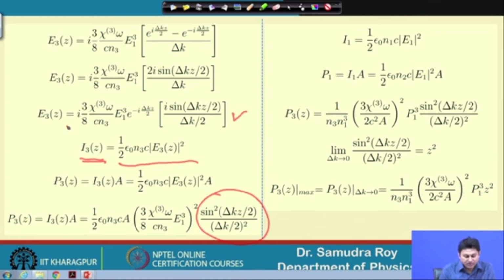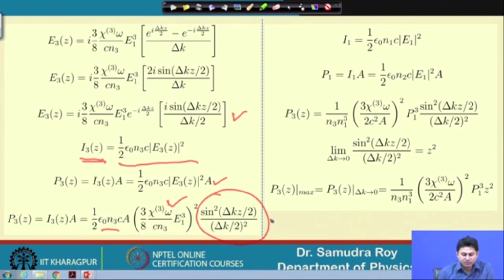When you do the mod square, this exponential term will cancel out and only this term will be here. So, it is here, and since I am calculating the corresponding power, one additional half epsilon 0 n3 c, this term will sit here within area A, because power is basically area multiplied by the corresponding intensity. Now, this is a sinc kind of function. So, sin x square divided by x square.